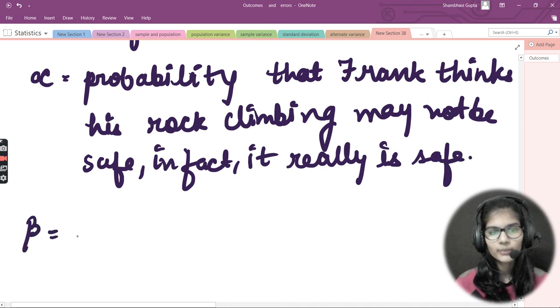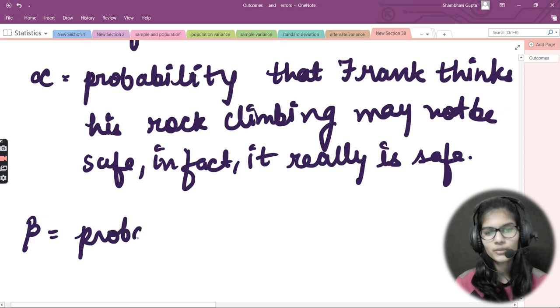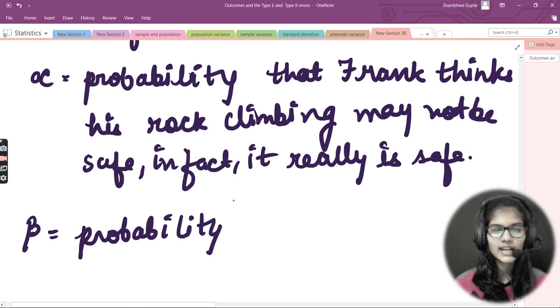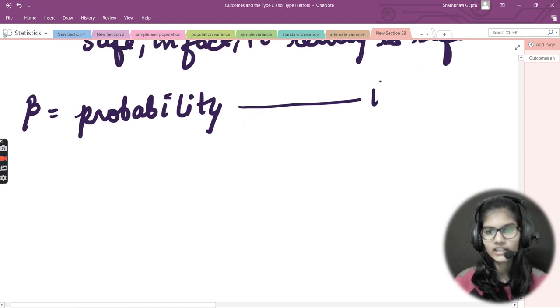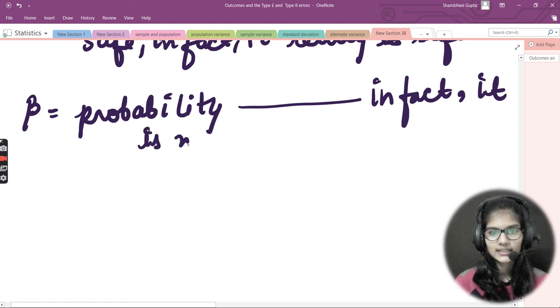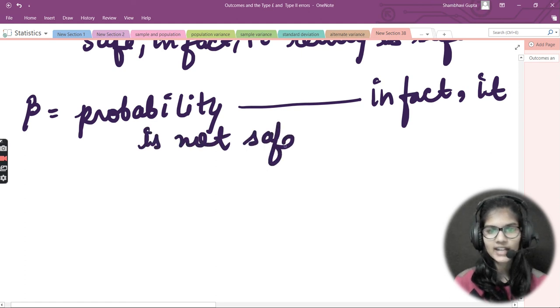And what about my beta? My beta would be the probability that Frank thinks that his rock climbing equipment may be safe when in fact... I will not write the whole thing again; I will just write it after the in fact. All the things are the same as the alpha, only a little bit of difference is made. So in that case, in fact, it is not safe. This is the thing that comes here.